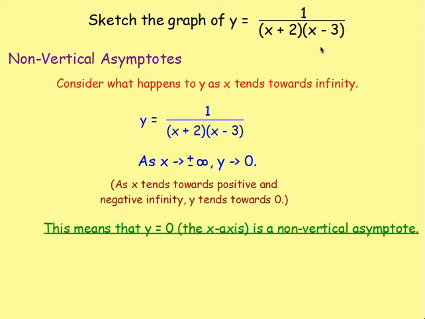So with your function, you need to think what's going to happen as x gets bigger and bigger and bigger. Well, with that, you'd be dividing the numerator by a bigger and bigger number. And if you divide 1 by a bigger number, it's going to get closer and closer towards 0. So you can say then that as x tends towards positive and negative infinity, y would tend towards 0. All you do for your asymptote is you take that part here, replace the tends towards with an equals, and y equals 0 is a non-vertical asymptote. In other words, the x-axis.